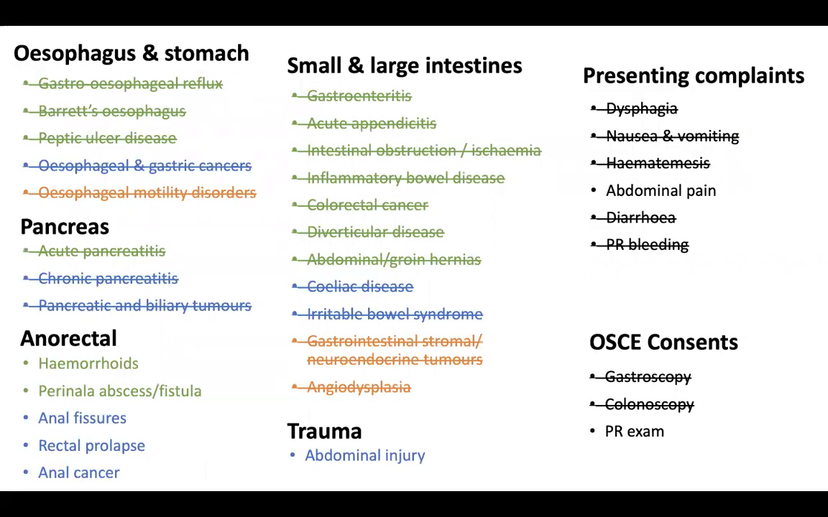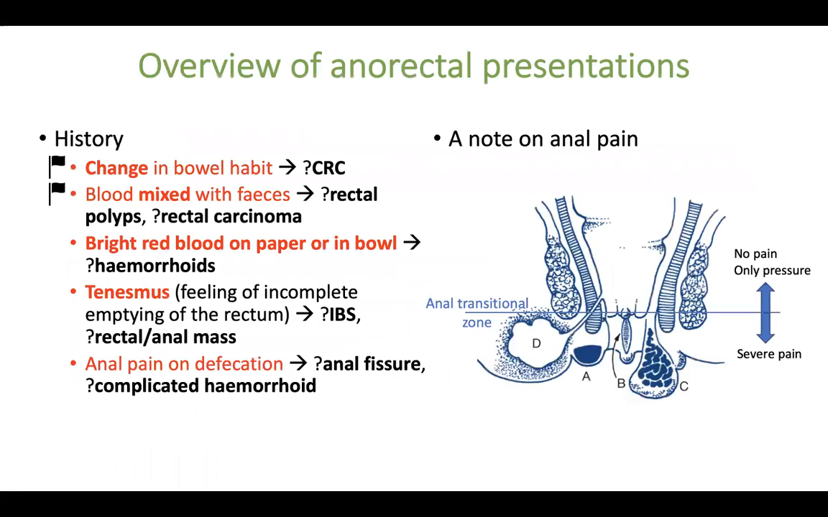Okay, anorectal, and this is it. So we've kind of covered this already. If it's tenesmus, you think IBS, but you want to be concerned about a rectal or anal mass. If it's blood mixed into the feces, consider polyps or carcinoma. These are like your red flags, not the most common.